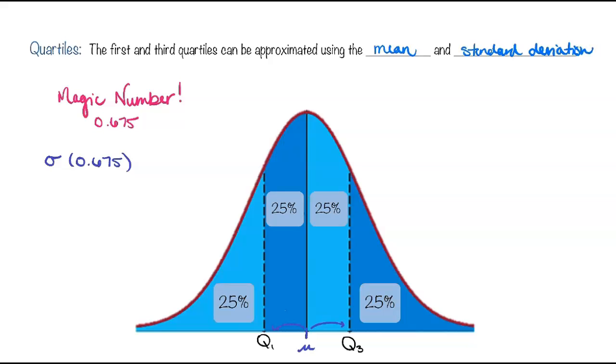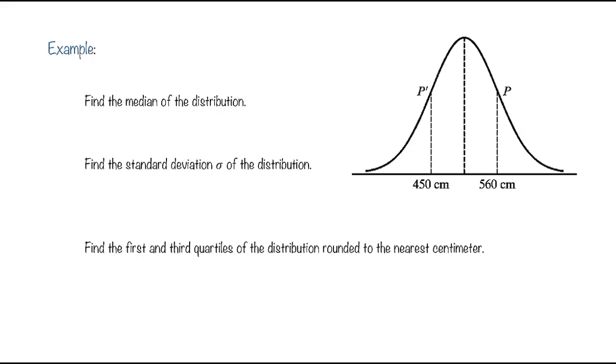Let's take a look at an example. In this example, we're going to use the normal curve and the information labeled on it to find the median, standard deviation, and first and third quartiles. First, we start with the median. Since this is a perfectly normal distribution, the median is the same as the mean, which is right in the middle of the data. This should also be the center between the 2 points of inflection.